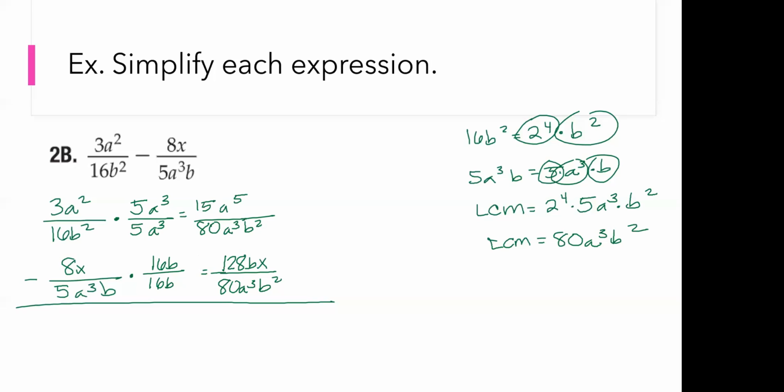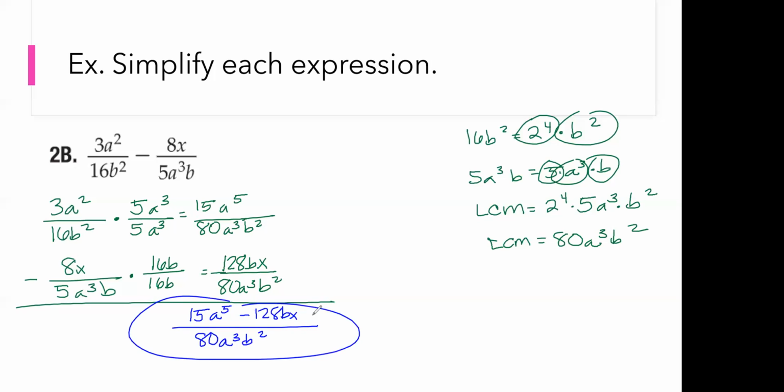So then what I would need to do is subtract these terms. So I end up with 15a to the 5th minus 128bx over my denominator, 80a cubed times b squared. And I cannot combine these, they are not like terms, so that's as far as I can go. I can't simplify or anything like that. Okay.